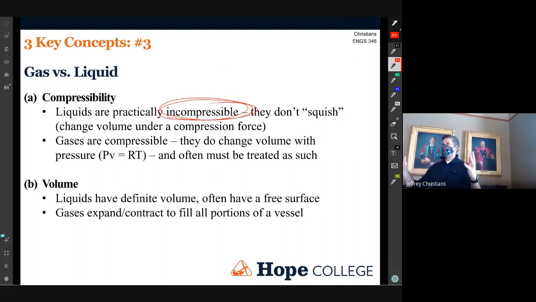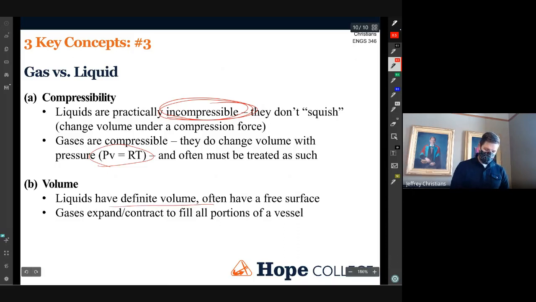A gas, obviously, if it's an ideal gas, PV equals RT. If you change the pressure, they do change volume. They expand and contract. Liquids don't really expand and contract with pressure. Gases do. And then the other thing, liquids have a definite volume. If you have a cup of water, you have water sitting in the bottom of your cup. They often can have a free surface, meaning not inside of a solid, whereas gases expand, obviously, to fill up whatever space you give them.